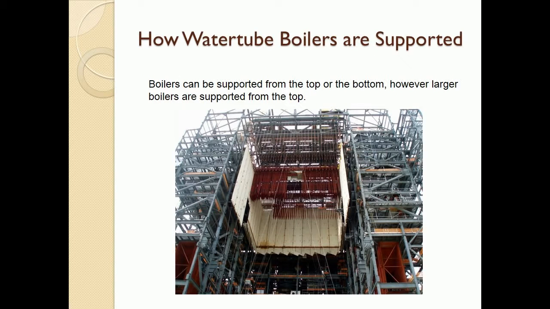How our water tube boilers are supported. Boilers can be supported from the top or the bottom. However, larger water tube boilers are supported from the top. This is due to thermal expansion of the boiler metal due to heating. The bottom of large utility boilers may drop as much as 11 or 12 inches from a cold condition to full load. This must be accounted for in the design of non-heated surfaces to avoid interference during plant operation.